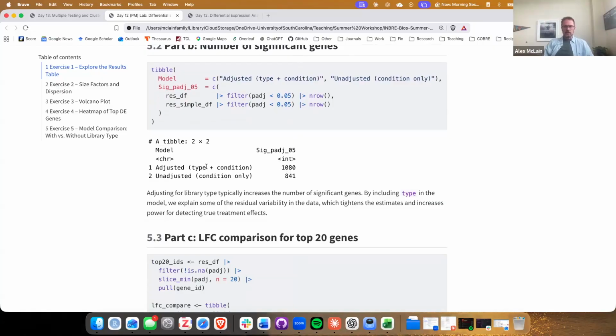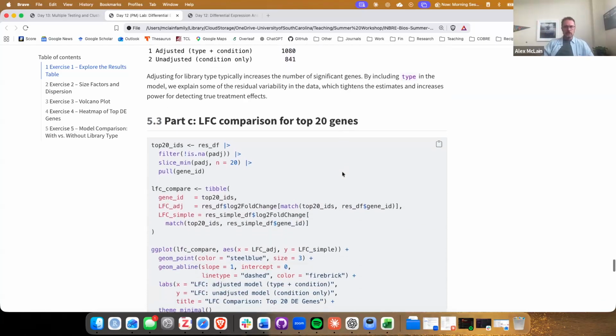The adjusted one that adjusts for type does find more significant results than when we don't adjust for condition. So there is more power. It is a good thing to do to adjust for it.